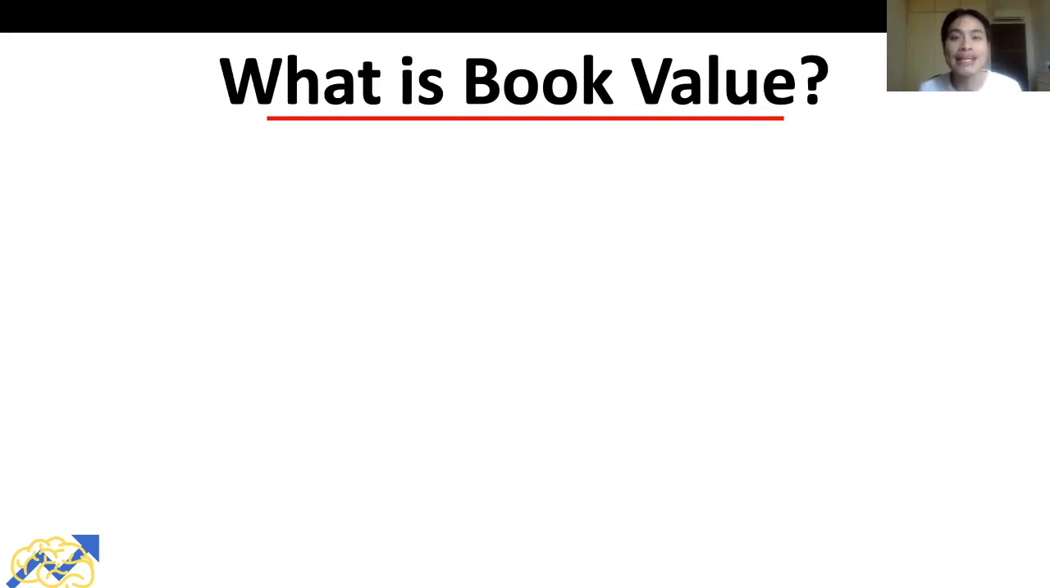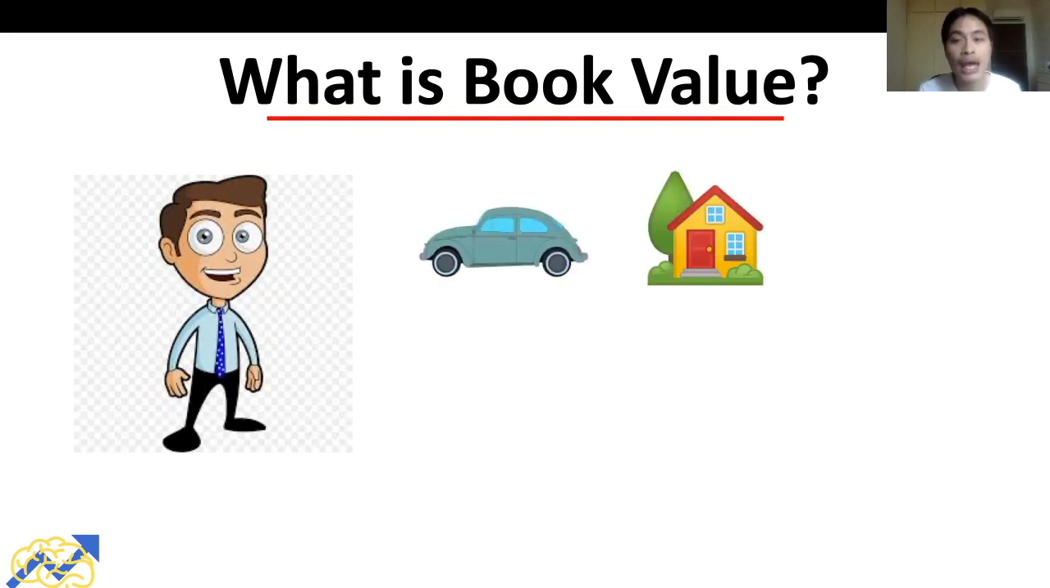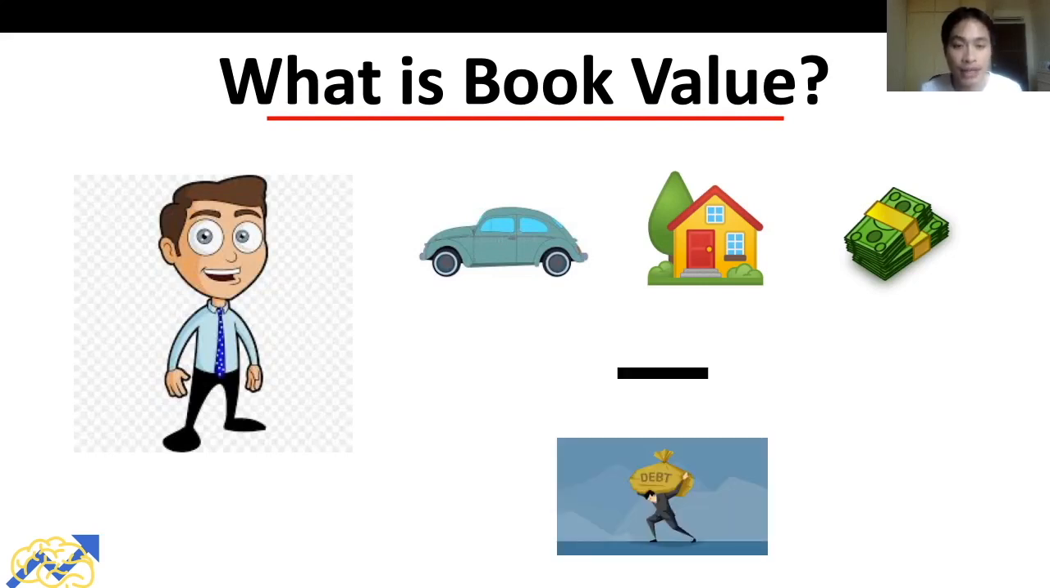Finding the book value of a company is kind of similar to finding the net worth of an individual. So in this example, say the individual is named Tom. How do we find the net worth of Tom? The first thing we want to do is add up everything that he owns. So if Tom owns a car, a house, and some cash, we add up all of those together. And the next thing we want to do is subtract any liabilities or debt that he has. So taking everything that Tom owns, the car, the house, and the cash, minus the liabilities, in this case the debt that he has, we will arrive at the net worth of Tom.